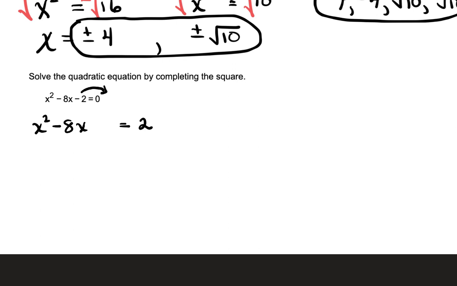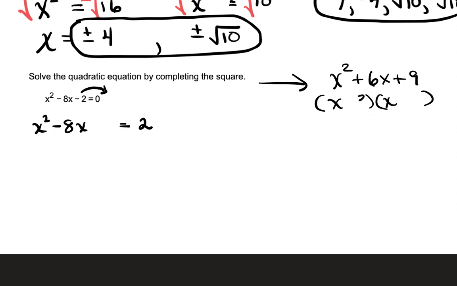Notice I left room, because the whole act of completing the square is that I want to add something to the left side that creates a perfect square. We didn't have a perfect square. And what is a perfect square? A perfect square is something that factors into two of the same factors. So here's an example over here. Let me just show you. If you had x squared plus 6x plus 9, if you were to factor this, you would get 3 times 3. This is separate. This is not the same problem.